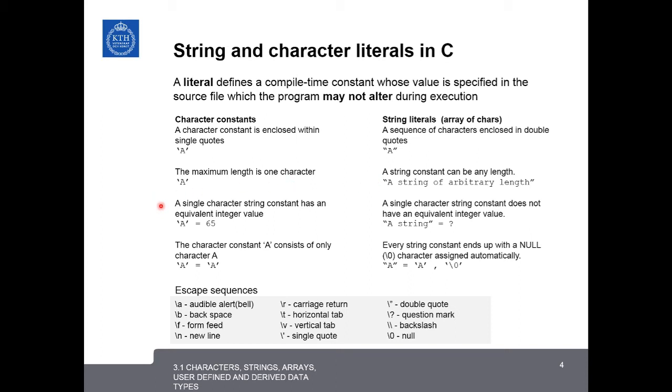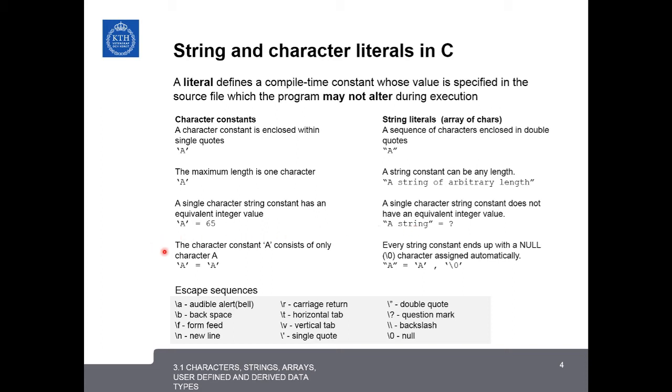A single character constant has an equivalent integer value. So for example, the character 'A' has an integer value of 65. But a string, which is an array of many different characters, does not have an equivalent integer value. So you can't make any kind of comparisons with a string directly with mathematical operations.